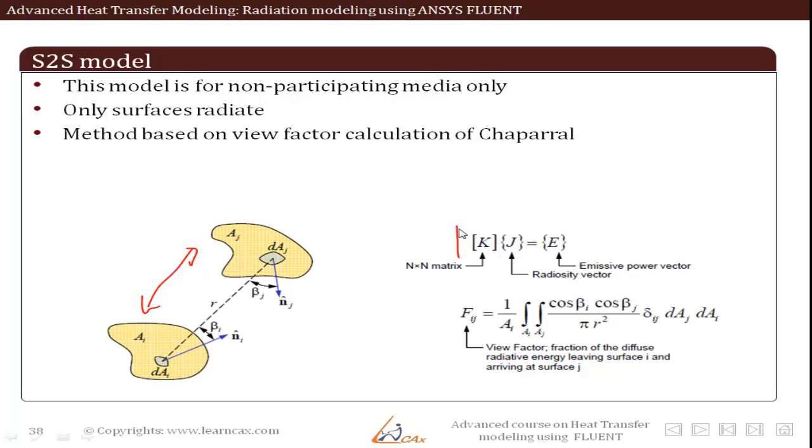For calculating view factors, an n by n matrix is solved, which is based on the Chaparral view factor calculations. J is the radiosity vector here, and E is the emissive power vector. K is the n by n matrix that we need for calculating view factors. View factor is defined by this particular integral.